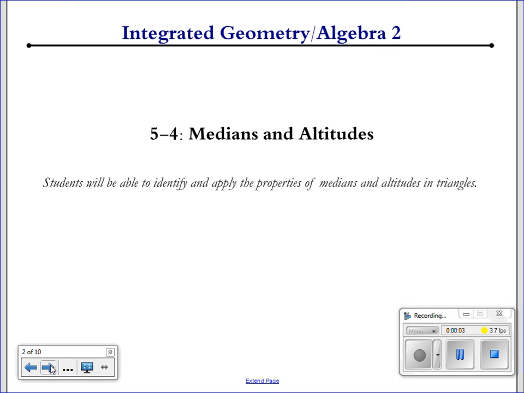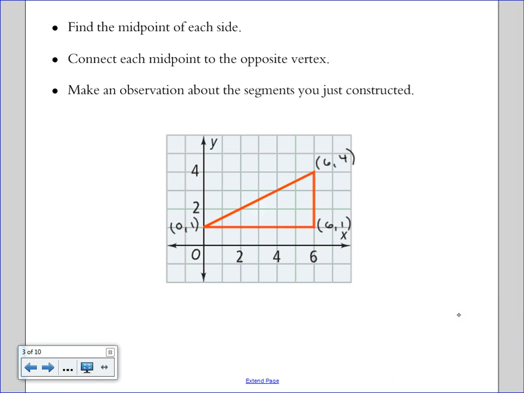This video is about medians and altitudes in triangles. So we're going to start by discovering what a median is. This asks us to find the midpoint of each side of this triangle that's on the coordinate plane. Two of them I can see just by looking at the graph. So one of them is here at 3, 1, and the other one is halfway through this vertical line at 6 and 2.5. And then the other one I'm going to calculate using the midpoint formula.